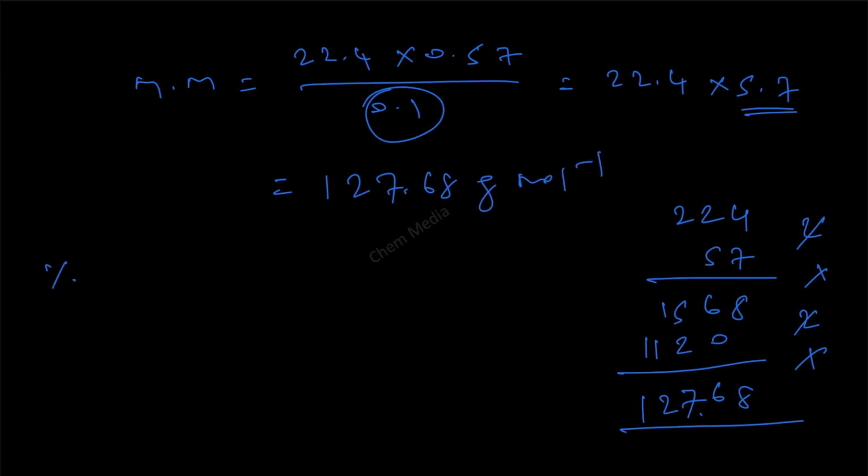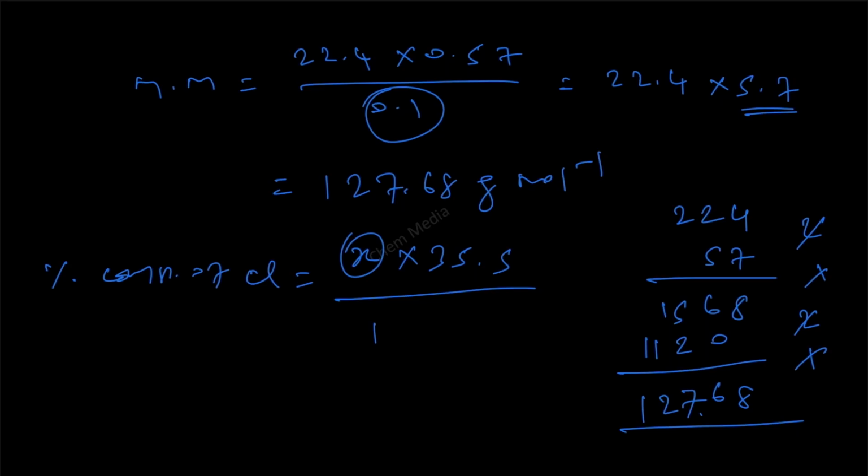So, therefore, percentage composition of chlorine is equal to X times. Why X times? Because we do not know how many chlorine atoms are there. That we have to figure out. X times 35.5 divided by molar mass of the compound, 127.68, times 100, isn't it?